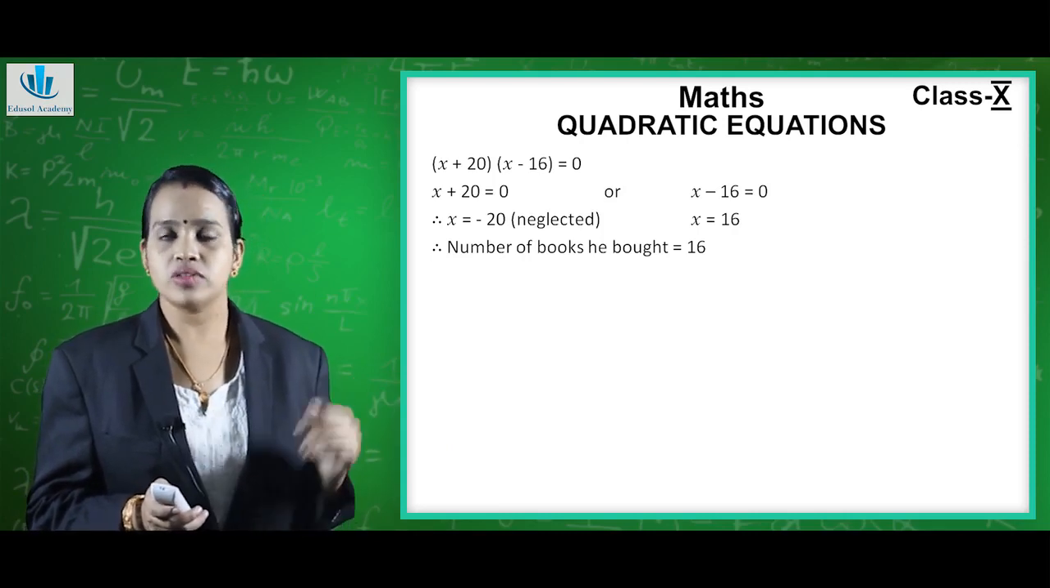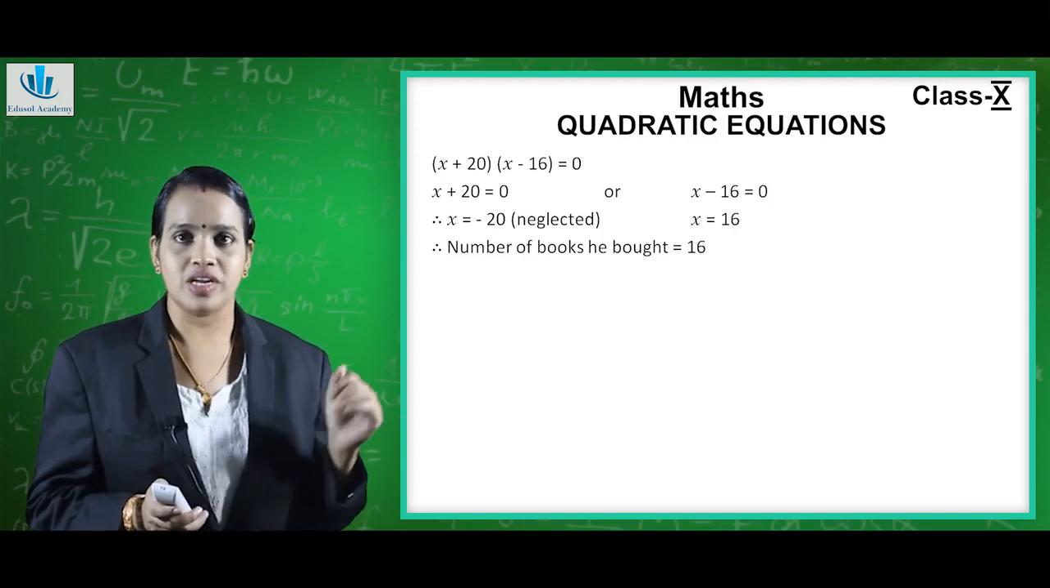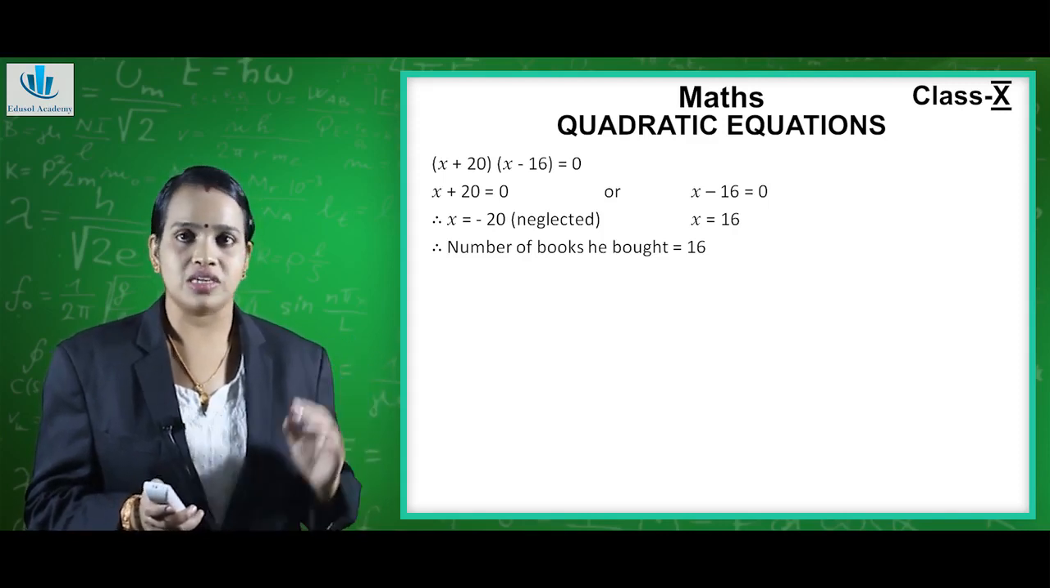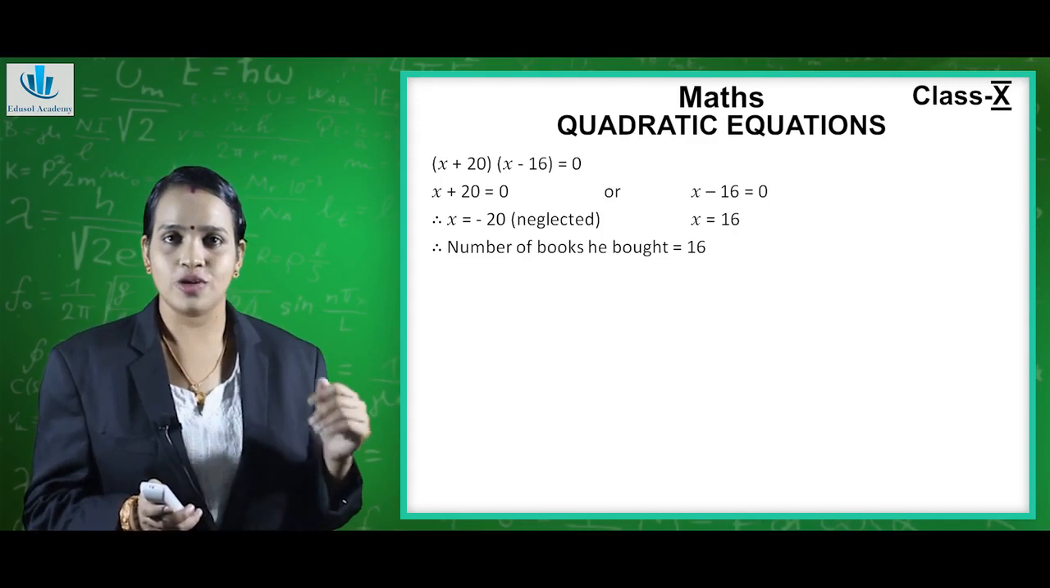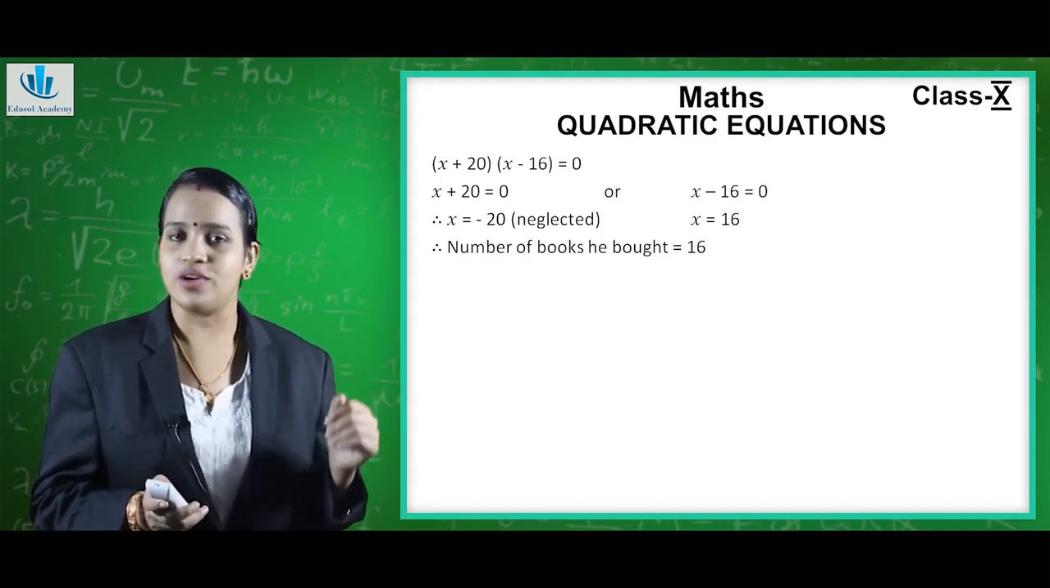You know the number of books cannot be negative. So our value of x equal to minus 20, we cannot take it. So we are rejecting it. So our second value of x is equal to 16. So our number of books, we can say, is equal to 16.